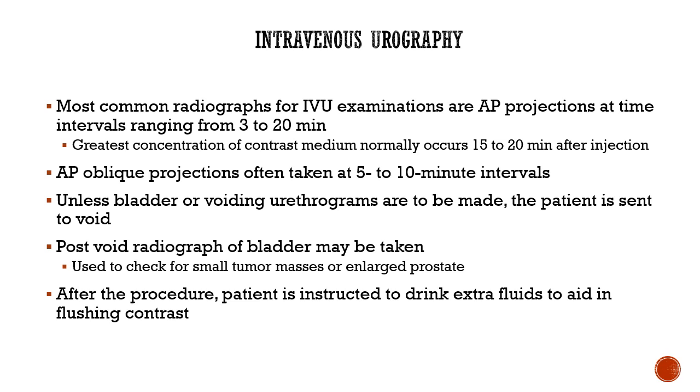The AP oblique projections are often taken at 5 to 10-minute intervals, and unless bladder or voiding urethrograms are to be made, the patient is sent to void. Post-void radiographs of the bladder may be taken if they're used to check for small tumor masses or enlarged prostate for males. After the procedure, the patient is instructed to drink extra fluids to aid in flushing the contrast.